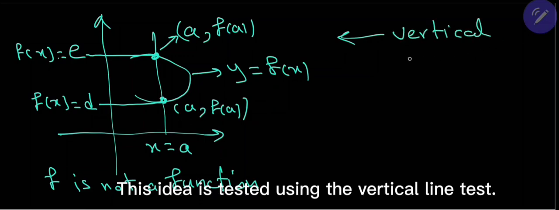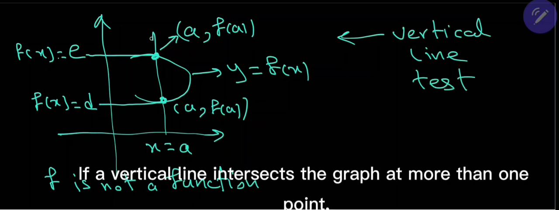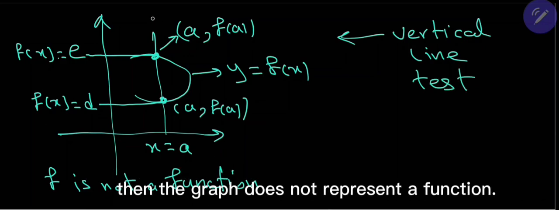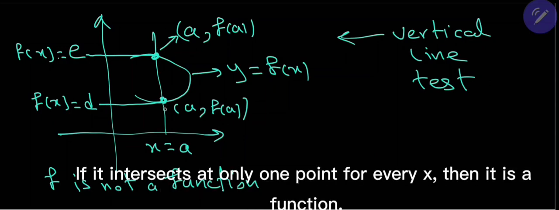This idea is tested using the vertical line test. If a vertical line intersects the graph at more than one point, then the graph does not represent a function. If it intersects at only one point for every x, then it is a function.